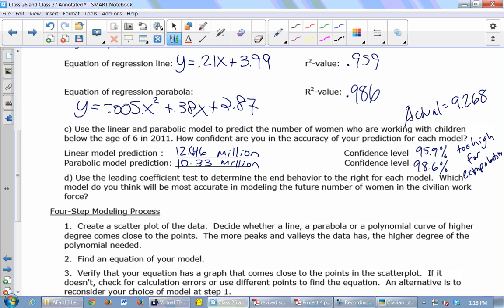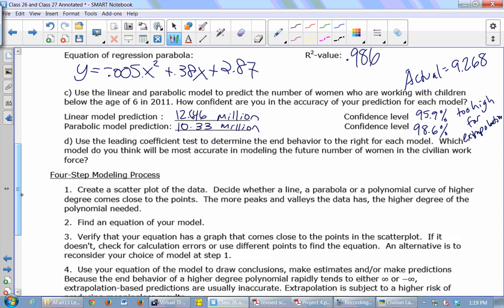All right, we want to use the leading coefficient test to determine the end behavior for each of our models, the line and the quadratic, right? So for the line, what's the degree of a line? 1, and my leading coefficient is positive, so my end behavior is going to be like that. Okay, so right arm up, left arm down. So for the line, I look like this.